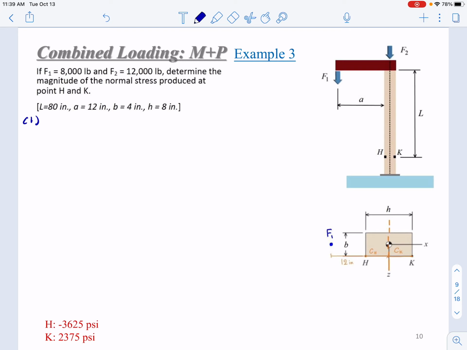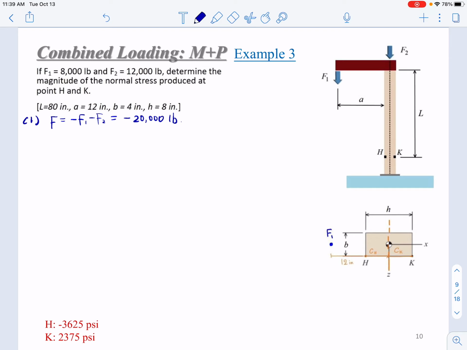Okay, so here, based on our principles, the equivalent F should be negative F1 minus F2. So this will be negative 20,000 pounds. So it's a compressive force.